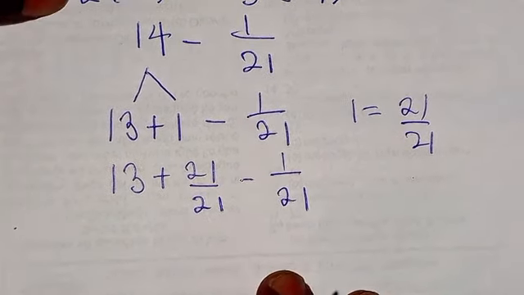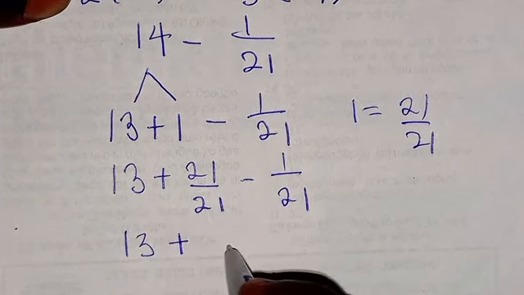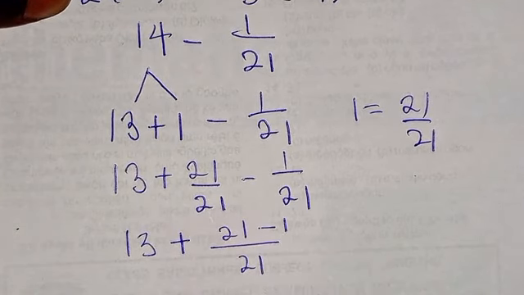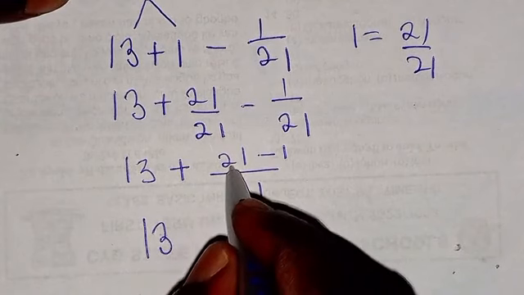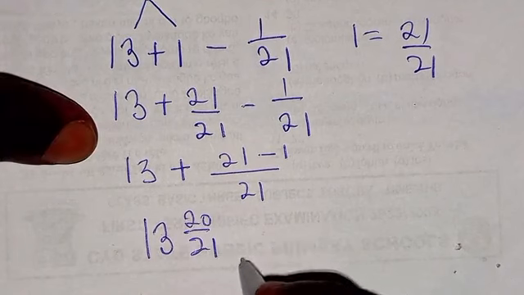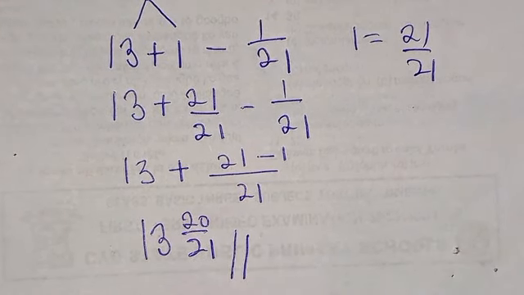So now, since we are having the same denominator, 21, I can have 13 plus (21 minus 1) over 21. So lastly you're going to have 13 whole number, and 21 minus 1 is 20, over 21. So therefore we have the solution to this problem: 13 whole number, 20 over 21.